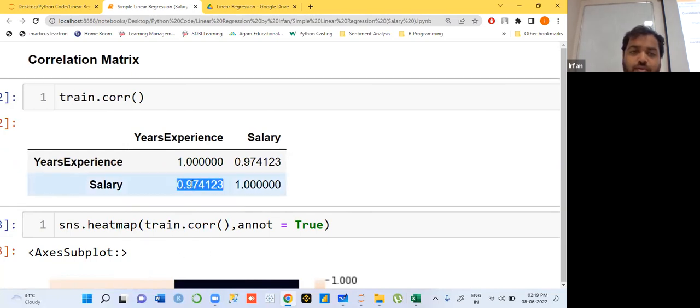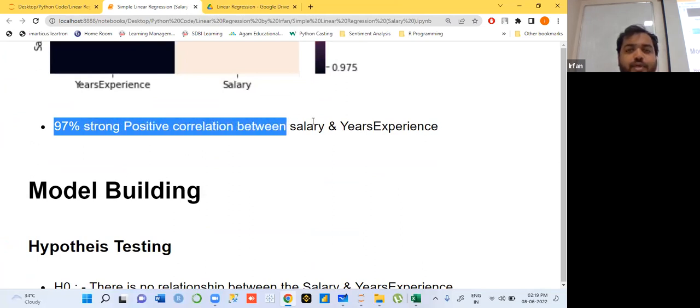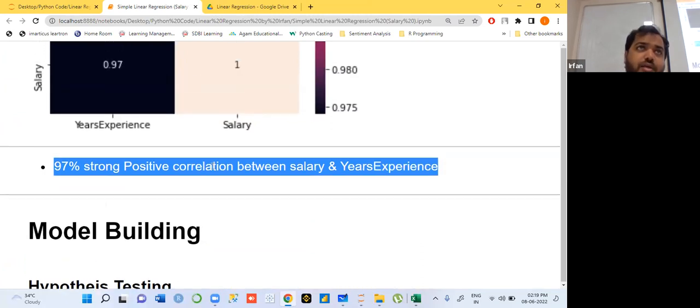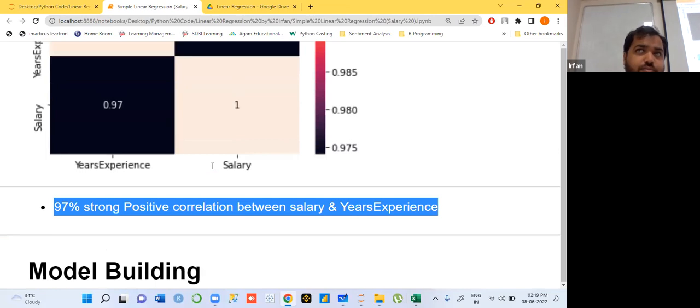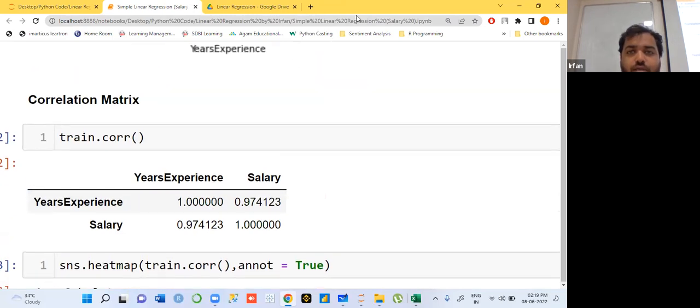So where do they intersect? At this point, 0.97. So how much percent? 97. Positive or negative? Positive. Strong or weak? Strong. So can we say that we have a 97% strong positive correlation between salary and year of experience? Guys, the same way I make you write the theory. Interpretation. Clear, Anisha? Clear, Agni? Kiran?